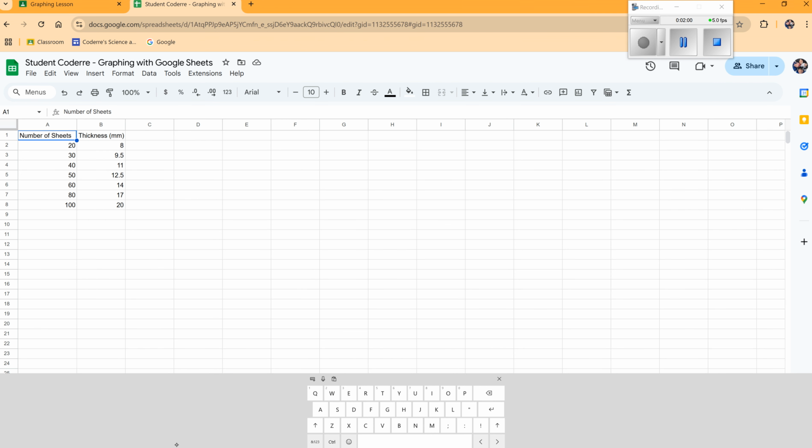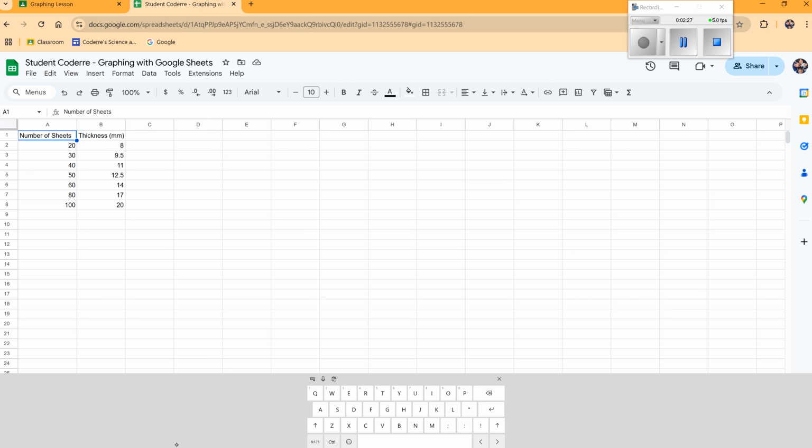Okay, so I've already put in the data for you, right? This is just a set of data that tells me the thickness of a book based on the number of pages the book has. That makes the number of pages the manipulated variable, and the thickness of the book the responding variable. Everybody okay with that idea? The more pages, the thicker the book will be.